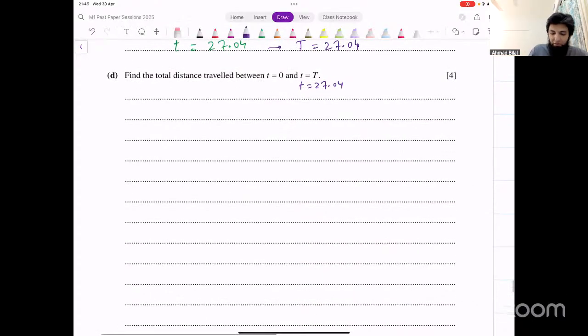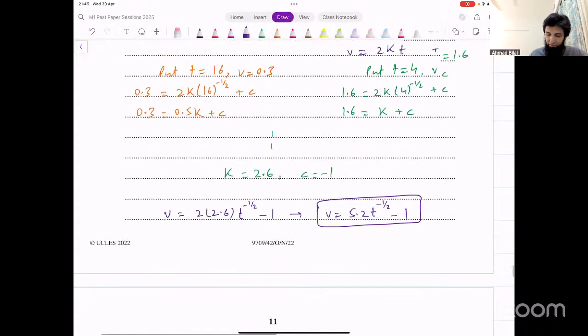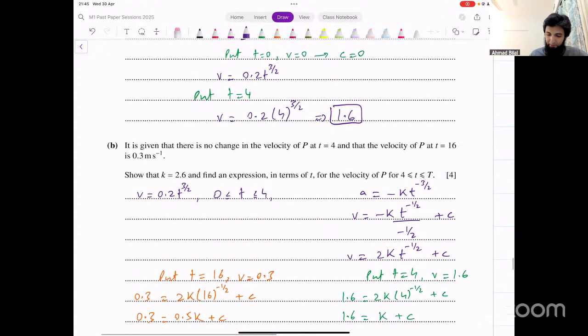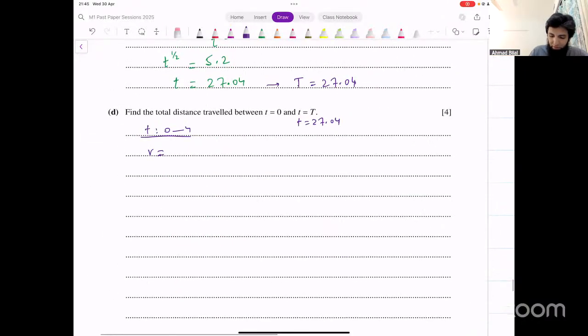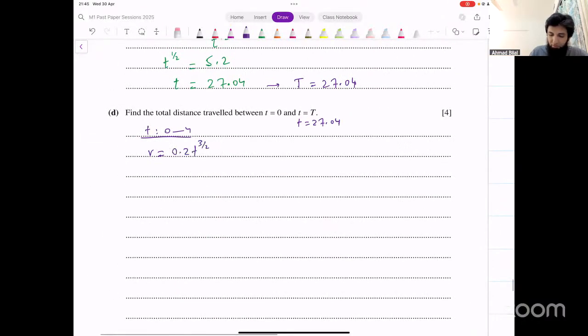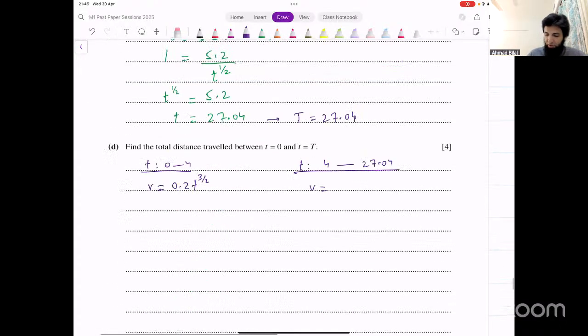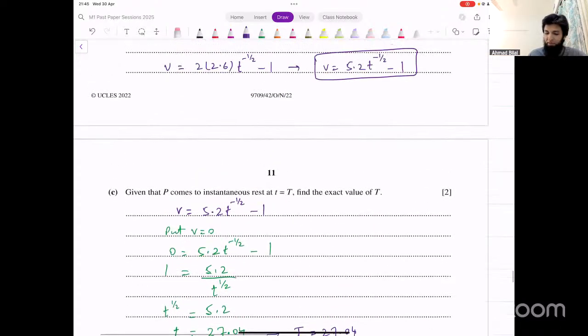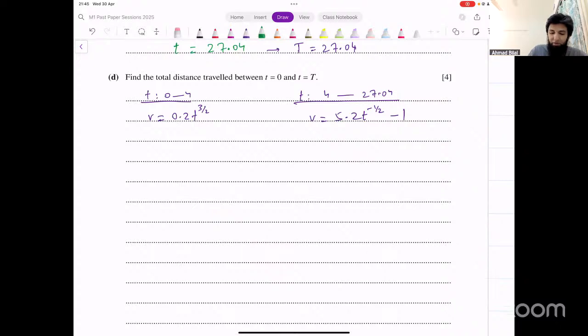All you have to do then is you've got one velocity function that is valid for time between 0 and 4. What's that velocity function? v equals 0.2 into t raised to power 3 over 2. And you've got another velocity function that is valid for time from 4 to 27.04. And that function is v equals 5.2 into t raised to power minus 1 over 2 minus 1. That's the other function. Integrate both of them, input limits, and you get the result from that.